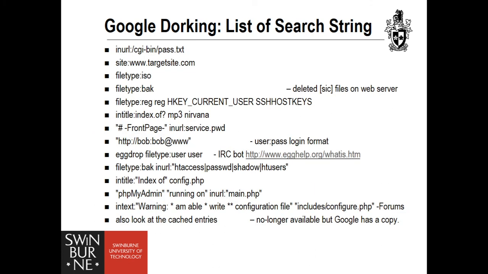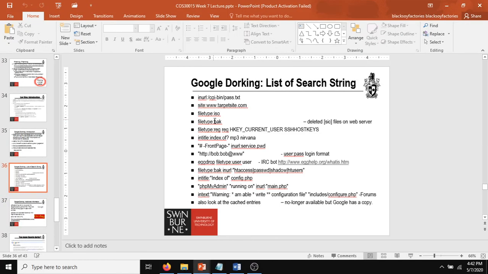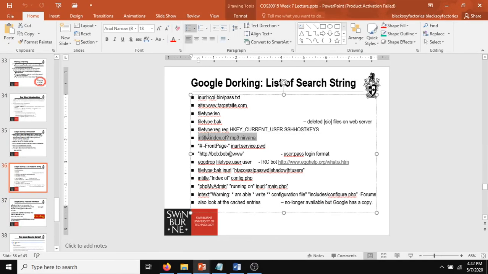Okay, this is the list of search strings of Google Dorking. By using these strings and copy pasting them on Google Chrome, you can see the whole of the targeted website. For example, like this. Let me show you. I end the slides first, and then I try to copy this.